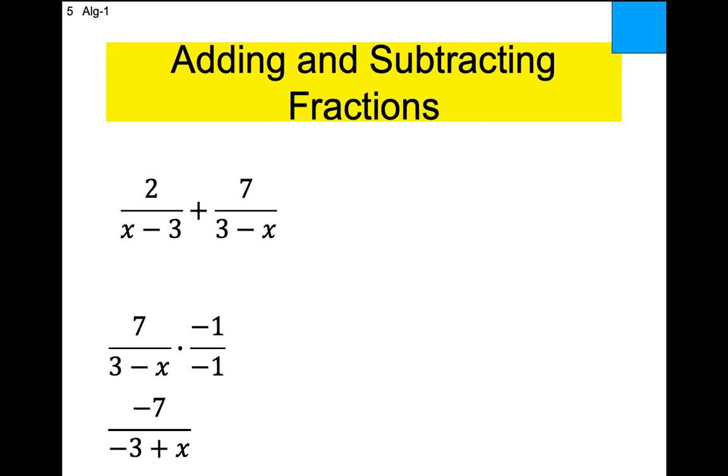Okay, so what did I do? I saw that the two denominators are really close, but not the same. So I used this trick. I pick one of these, and it doesn't matter which one you pick, and you multiply top and bottom by negative 1. So now I rewrote the second one as this, and now I have common denominators. Got an x and an x and negative 3 and negative 3. 2 plus negative 7. 5.